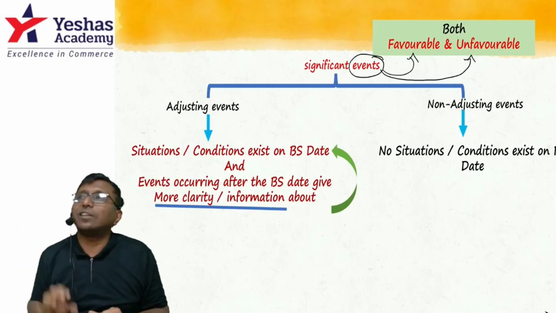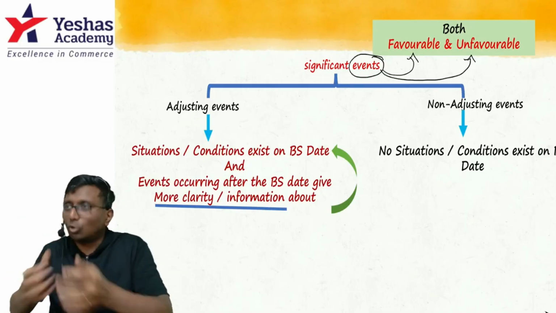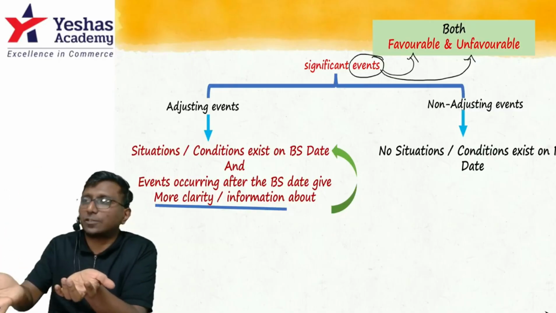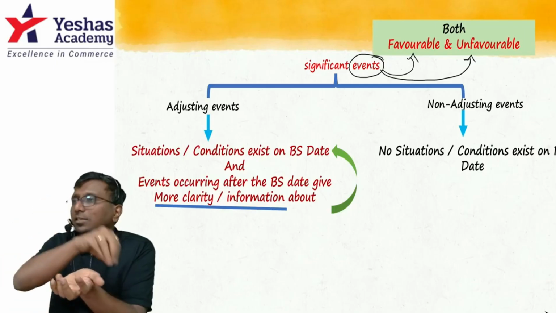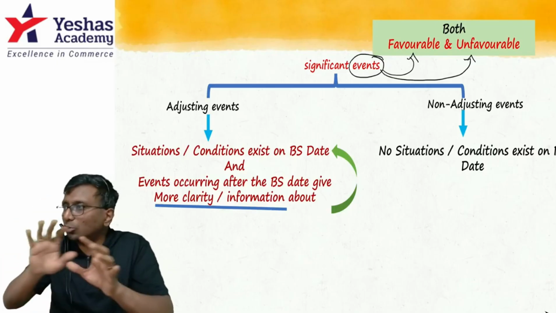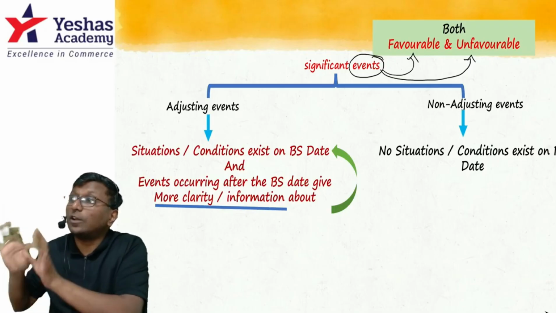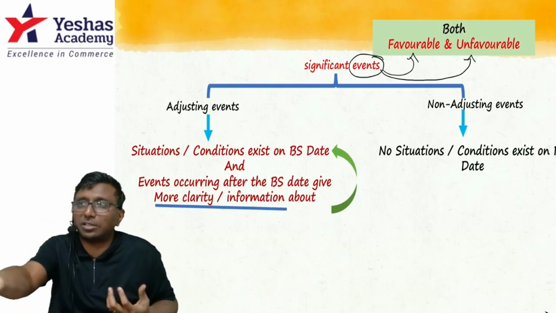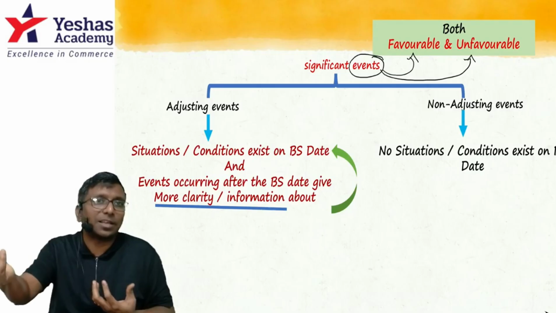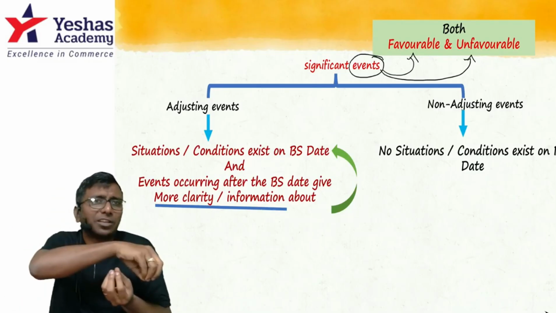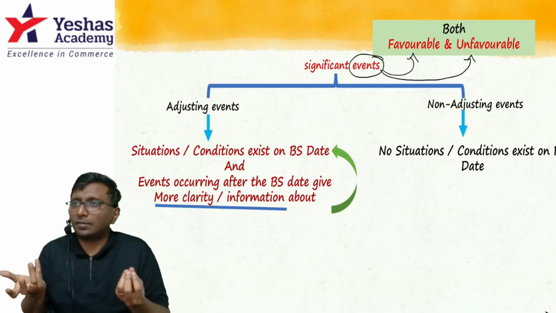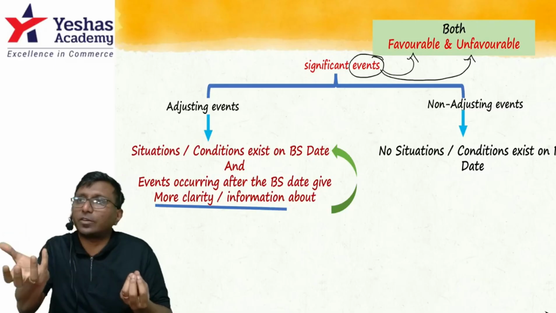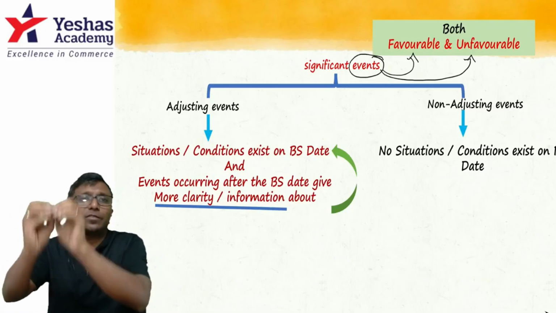Next point: non-adjusting event. There is no situation or condition as on 31st March. It's purely coming out after 31st March, so it has no link to the previous year. If a non-adjusting event is material information, like an amalgamation, for example I purchased another company in the month of April, does it have any link to the 31st March situation? Nothing. But acquisition of another company is material information, useful for the users. So disclose it in your financial statements.